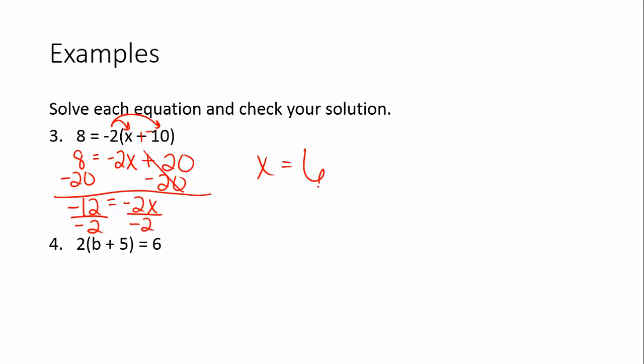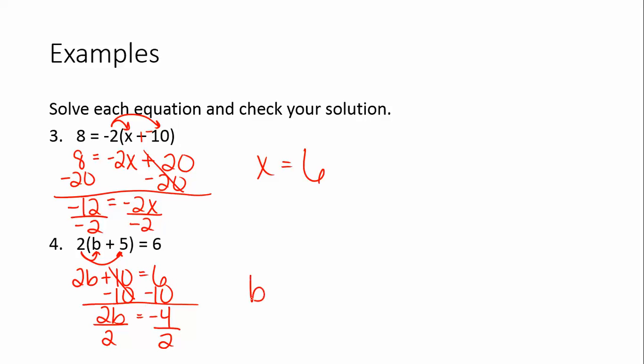You go ahead and try number 4 on your own. It's very similar to 3. So we need to distribute. We get 2b plus 10 equals 6. We want to subtract 10 from both sides. So we have 2b equals negative 4. Now we need to divide both sides by 2, and we get b equals, let's see, negative 4 divided by 2 is negative 2. Hopefully you got that one right, and if you didn't, you can see where you went wrong.